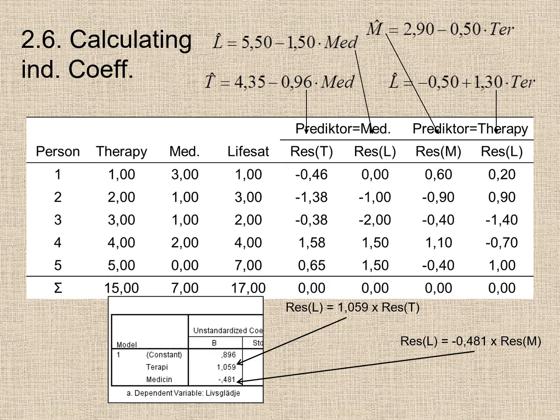It's wonderful. And we could do the opposite here. We use therapy as predictor. We predict medicine and save the residuals. We predict life satisfaction, save the residuals. Actually, we already did that before. And then we predict residual life satisfaction from residual medicine. And we get this. Residual life satisfaction is minus 0.481 multiplied by residual medicine. It's beautiful. So the unique effect, the unique coefficient, is the same when you predict residuals from residuals.